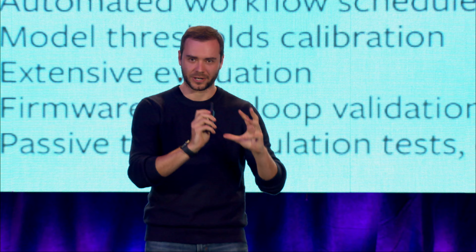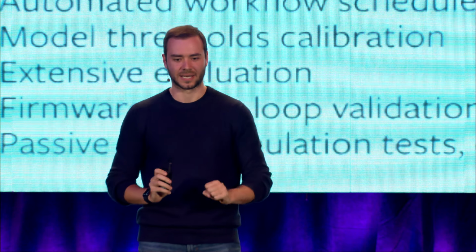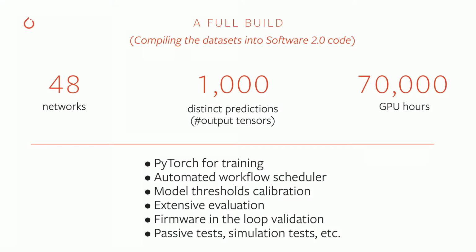And then we are automating a lot of the workflows. It's not just about the neural network training itself, but everything surrounding that. So in particular, we have to calibrate all the different thresholds. We have a process for that. We have a lot of firmware-in-the-loop validation and other types of validation and evaluation to make sure that none of these 1,000 different predictions that we make can regress, and so on.